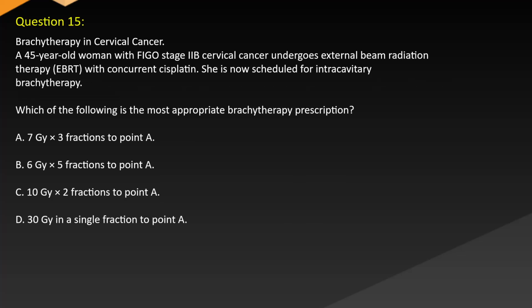Question 15. Brachytherapy in cervical cancer. A 45-year-old woman with FIGO stage IB cervical cancer undergoes external beam radiation therapy (EBRT) with concurrent cisplatin. She is now scheduled for intracavitary brachytherapy. Which of the following is the most appropriate brachytherapy prescription? A. 7 Gy x 3 fractions to point A. B. 6 Gy x 5 fractions to point A. C. 10 Gy x 2 fractions to point A. D. 30 Gy in single fraction to point A.